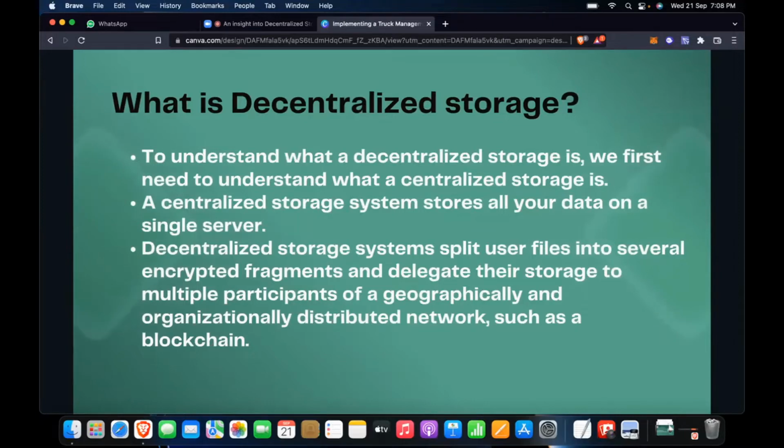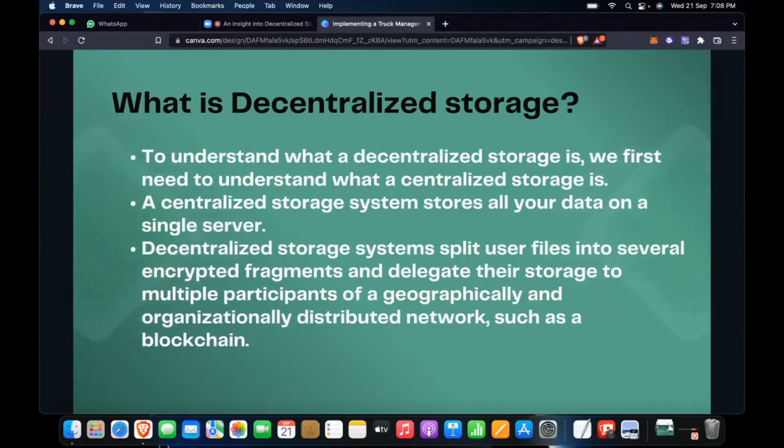To tackle this, we needed a more democratic solution for data storage. This is when decentralized storage comes into play. To understand what decentralized storage is, we first need to understand what centralized storage is. A centralized storage is a system that stores all the data on a single server. So all the actions we do on the web, all the personal information we provide to a website, all those are stored on a central server.